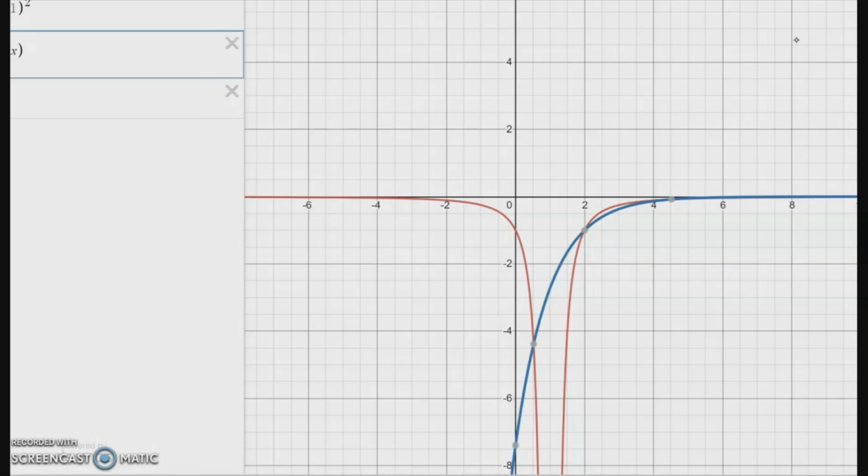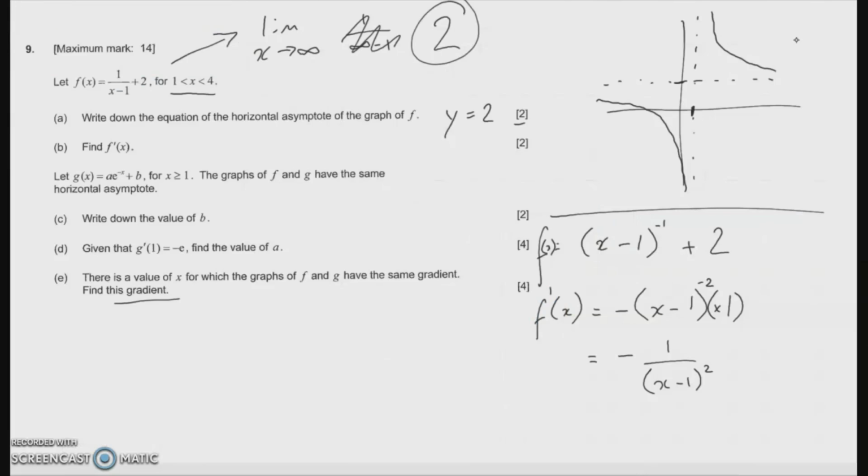Now let's just think about what that means. 2, the x value, is the value of x which is making these two gradients equal, and -1 is the value of the gradient. So returning to our question, it said find this gradient. That is going to tell us that the solution we want is -1.